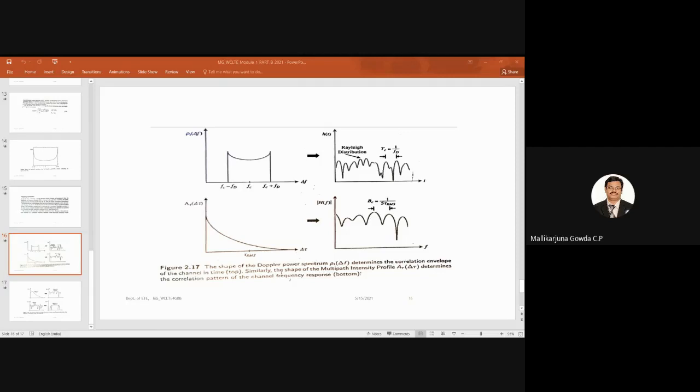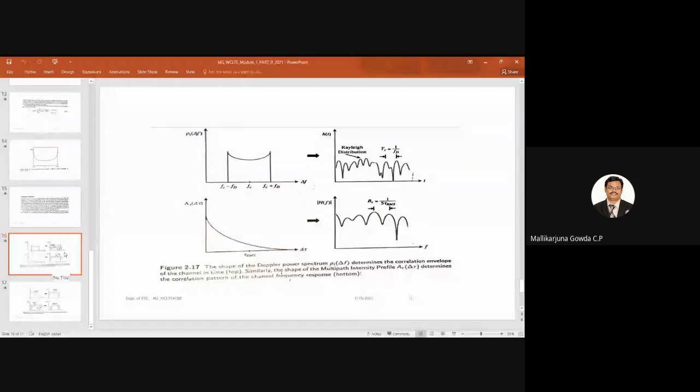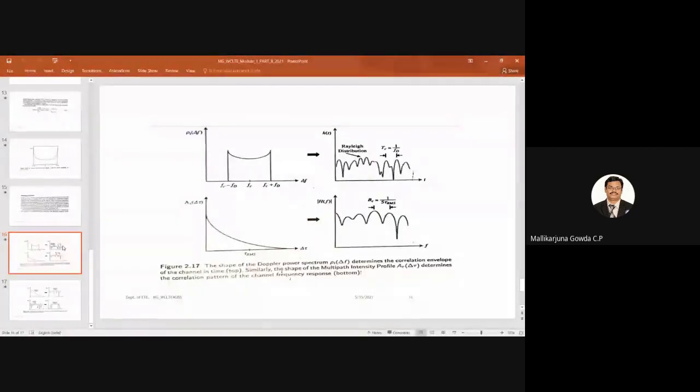So I will be talking about two more things. One is narrow band fading mitigation techniques, and another one is wideband fading mitigation techniques. You will be studying those things in the upcoming slides or upcoming lectures. Okay, I will just say a few things about these two.